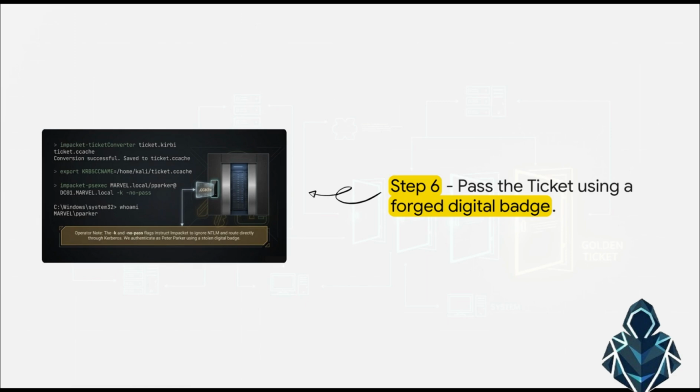And here's where the real magic happens. We fire up Impacket-psexec again, but this time we tack on the -k and -no-pass flags. This basically tells Impacket, hey, completely ignore NTLM hashes and route our authentication purely through Kerberos. Boom! We are seamlessly authenticated to the domain controller as Peter Parker. I guess his spidey sense just didn't tingle in time to protect those Kerberos tickets.